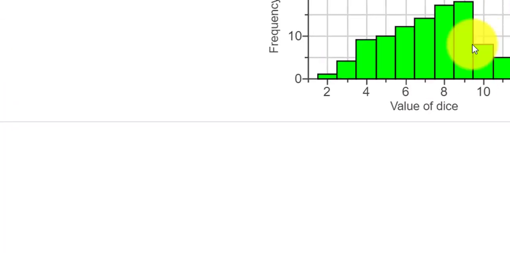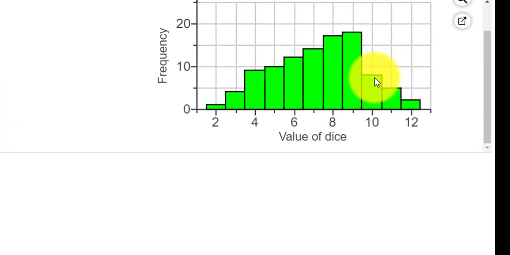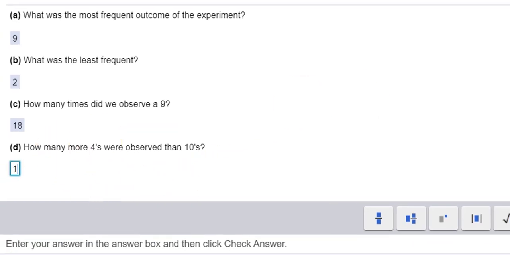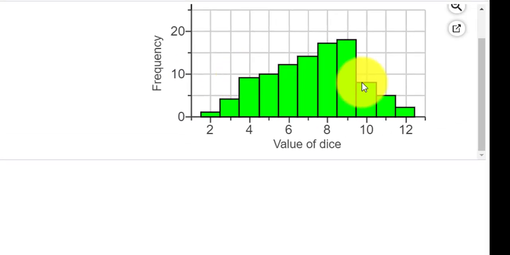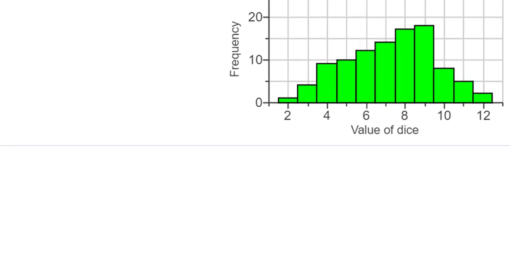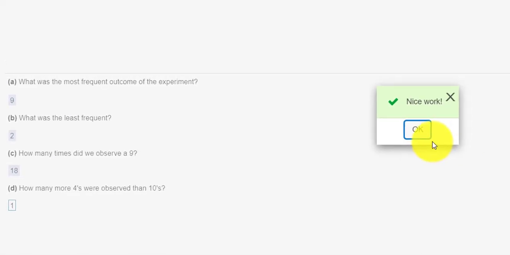I'm nervous about this 10s. I'm hoping that's an 8 and not a 7. Well, we'll find out soon enough, right? So if 4 is indeed 9 and 10 is indeed 8, 9 minus 8 would be 1. Let's check answer. It worked.